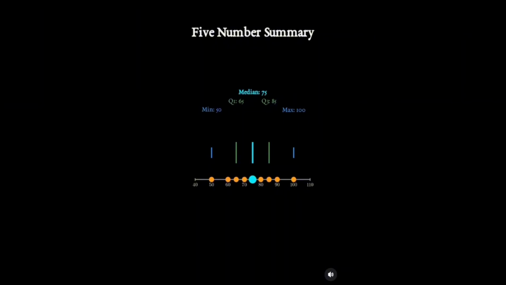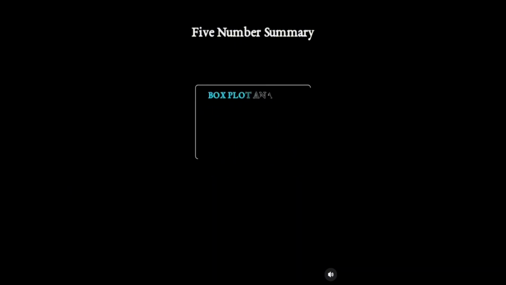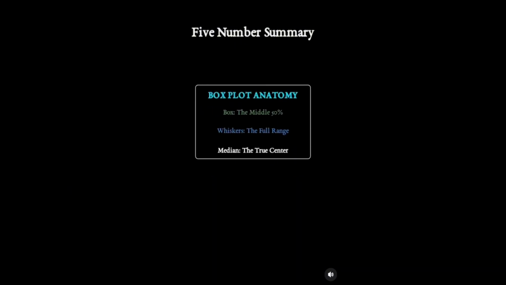Now watch the magic. We draw a box from Q1 to Q3. This is your interquartile range, or IQR, containing the middle 50% of students. We add whiskers to reach the extremes. And just like that, you have a box plot. The box shows the heart of your data, and the whiskers show the full range. It's the perfect way to spot patterns without getting lost in the noise.